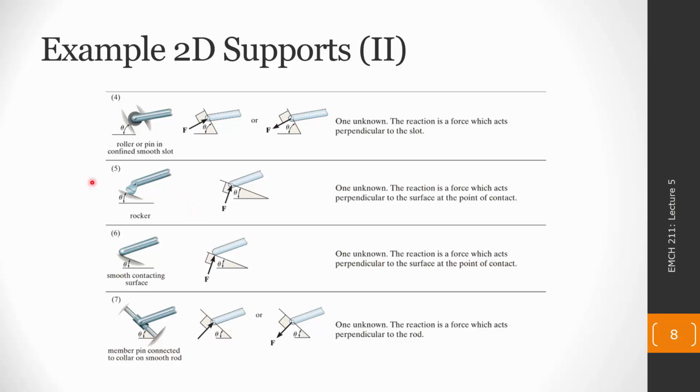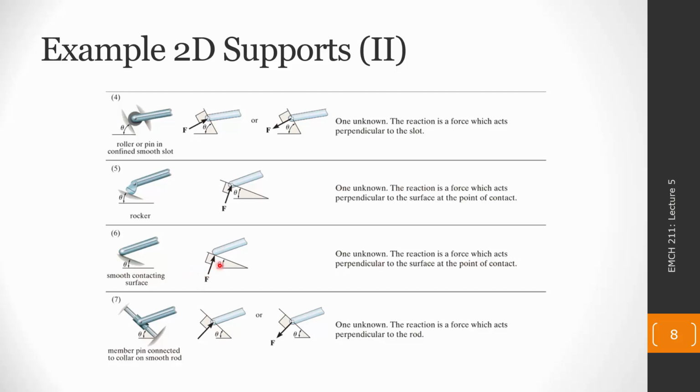We can have a smooth surface, which is going to be basically just like a roller because we are assuming that there is no friction, so there's going to be no impedance of motion parallel to the surface. However, once again, like the rocker, like the roller, the surface is not allowing movement perpendicular to its surface.